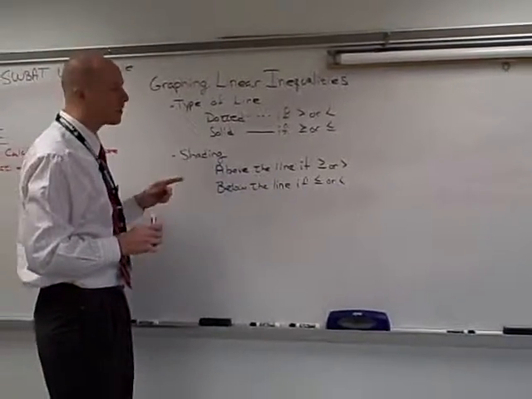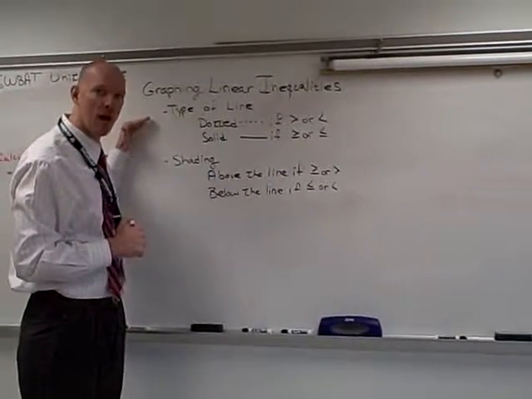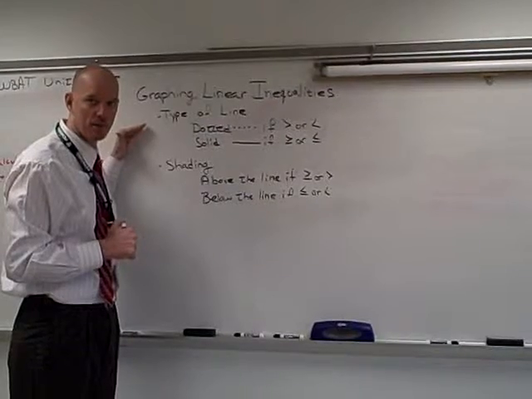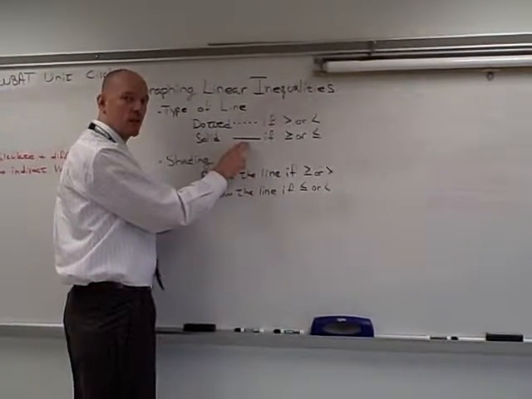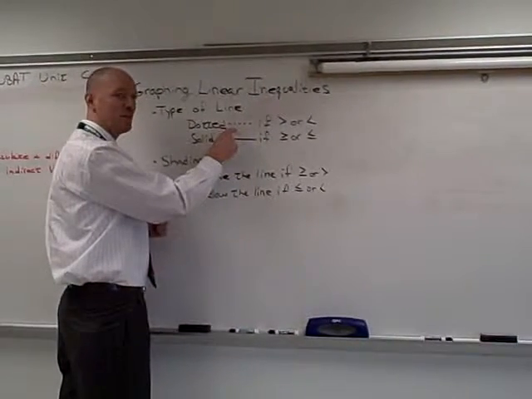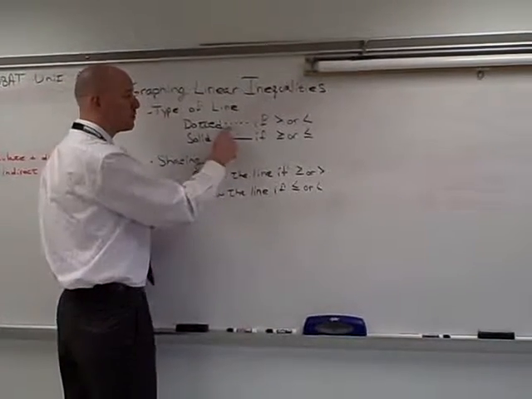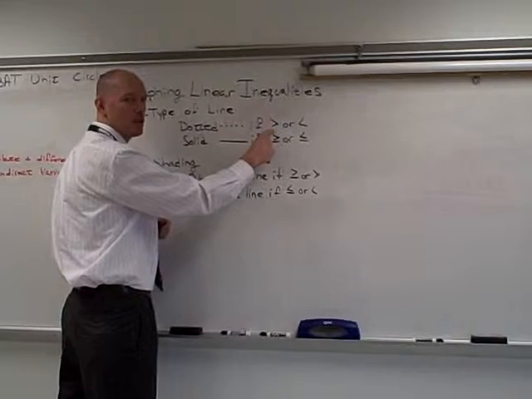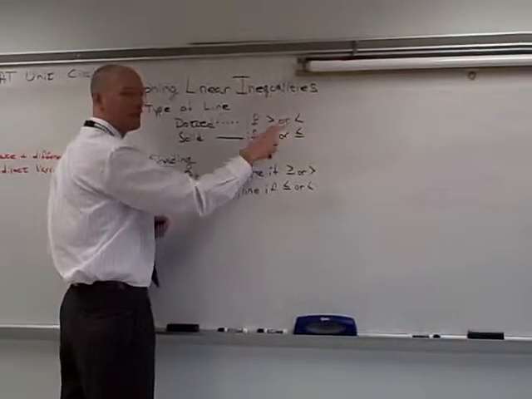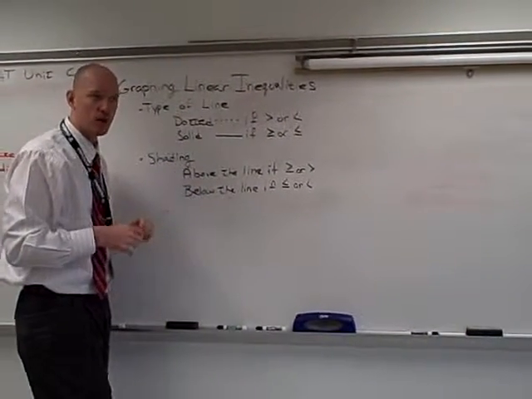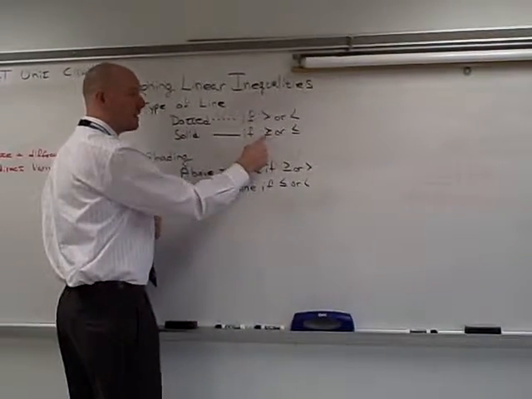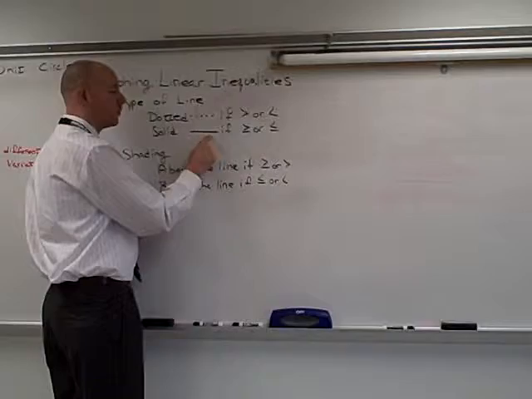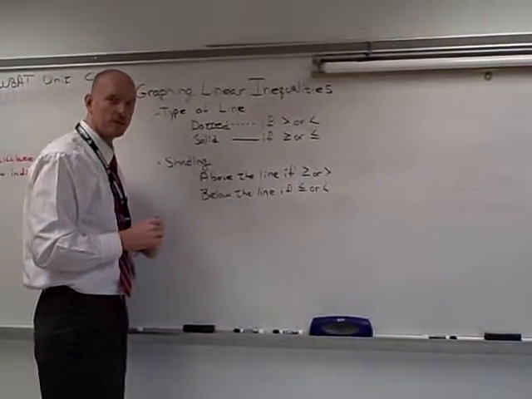One of those steps is that we have to determine what type of line we're going to use to make our graph. Before, we always used a solid line, now we could actually have a dotted line. We're going to use a dotted line if the inequality symbol is a greater than or a less than symbol. So if we see greater than or less than, we'll use a dotted line. If it's one of the equal to inequalities, we'll use a solid line.